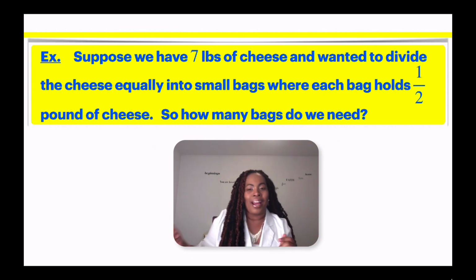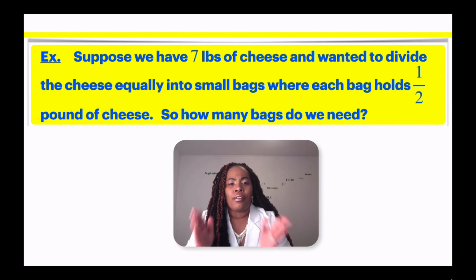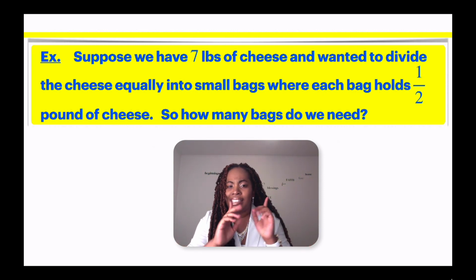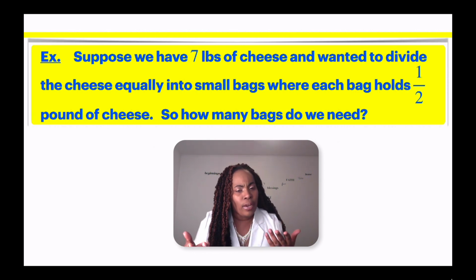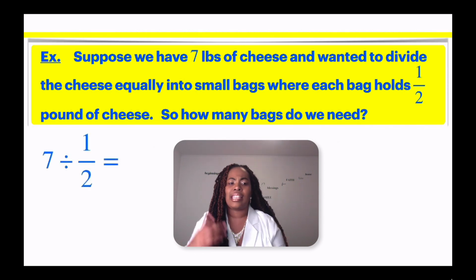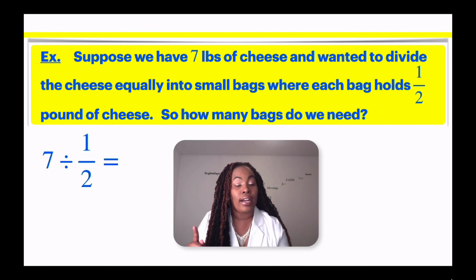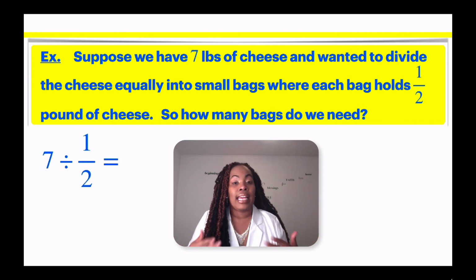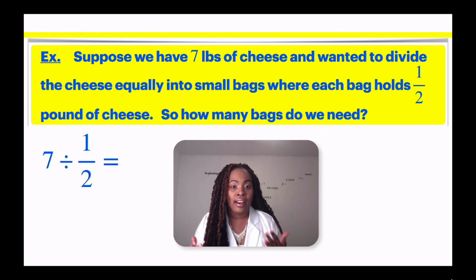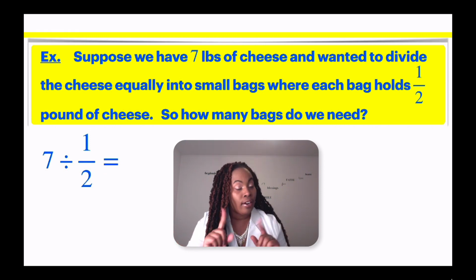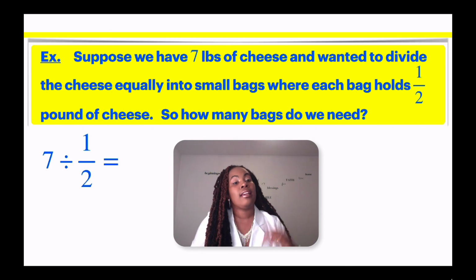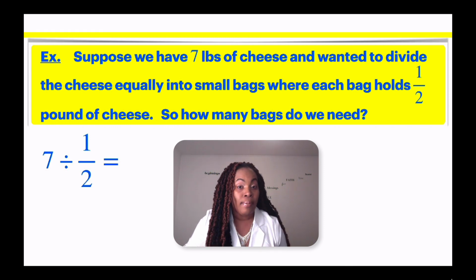So let's try another one. Now, suppose we have 7 pounds of cheese and wanted to divide the cheese equally into small bags, where each bag holds 1/2 pound of cheese. So, how many bags do we need? Sounds like we're at the little grocery store, maybe in the deli section, and we're trying to put these 7 pounds of cheese into those little bags. Maybe the customers can just easily get them, right?